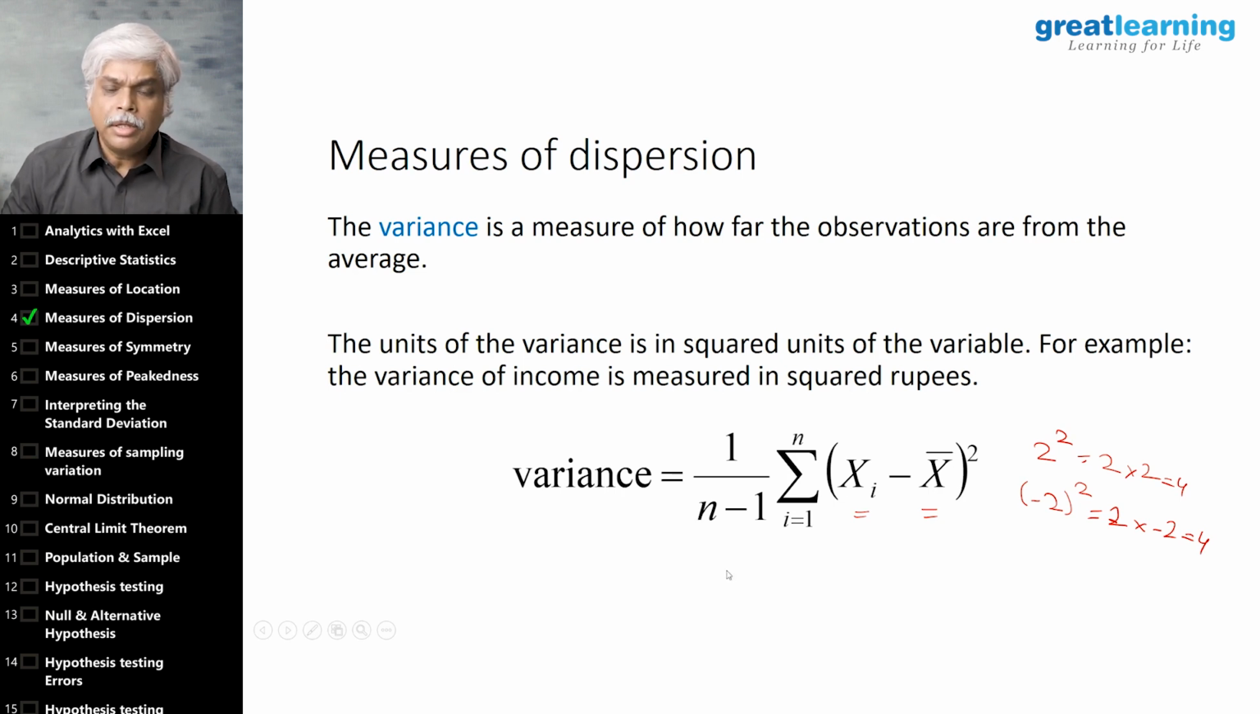Because of the squaring, the variance is in units of currencies or squared currencies. So for example, the variance of income is measured in squared rupees or dollars or pounds or euros, whichever currency you wish to look at. But it is not in the units of the currency itself. The variance of height is in squared inches or squared centimeters. So variance as a measurement is motivated by the idea of average dispersion, but it is on the wrong scale.